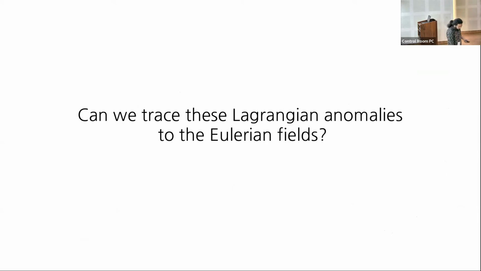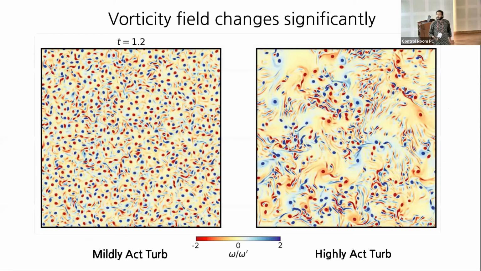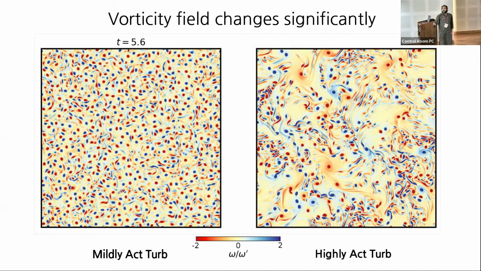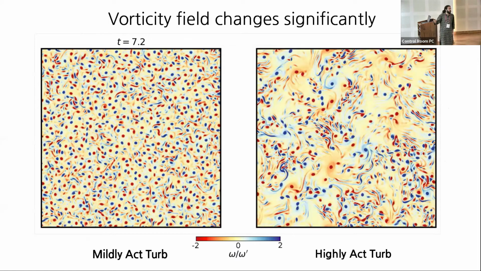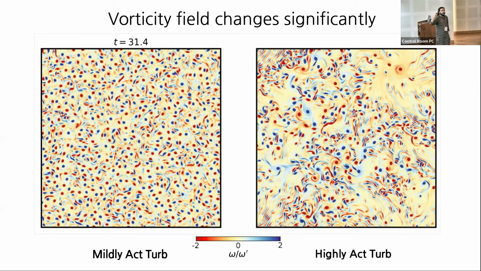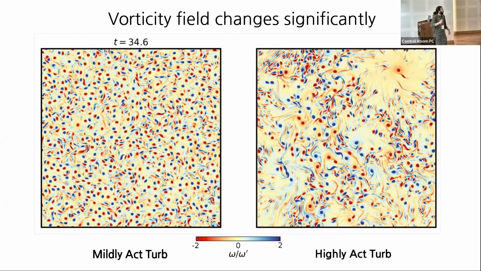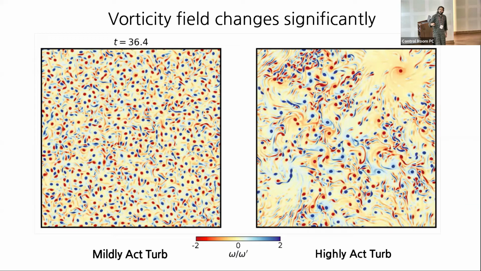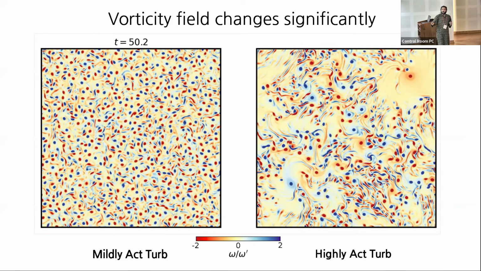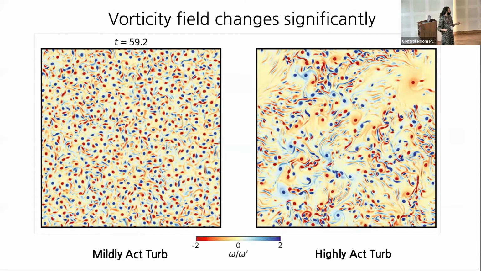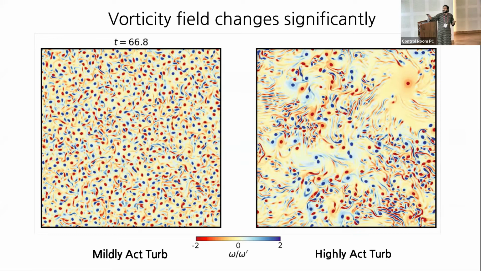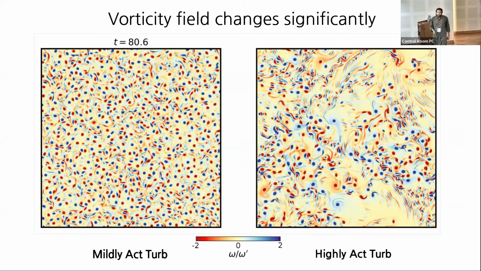So let's just look at the fields for once. You already saw the one on the left, that's mildly active turbulence. On the right, you have this highly active turbulence case. And there are clear differences. One of the things is there's a larger scale circulation going on. Smaller vortices move faster. But if you look closely, you also see these banded streak-like patterns, which don't have an analog in mildly active turbulence. And actually, they also don't have any analog in inertial turbulence. They are a feature of maybe this system.